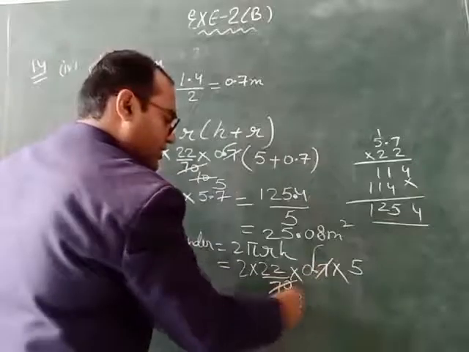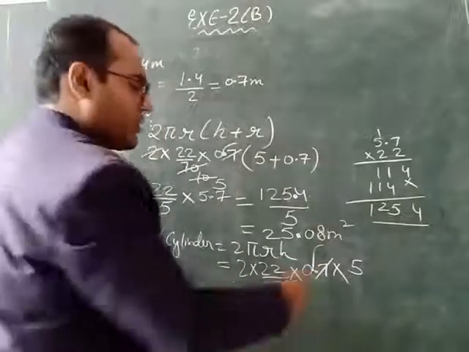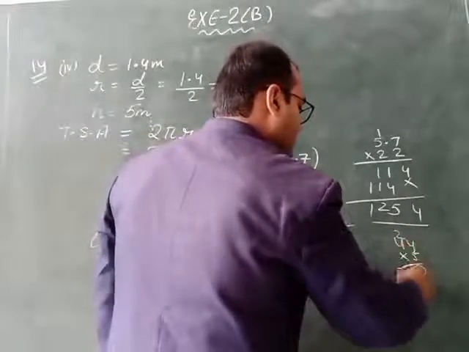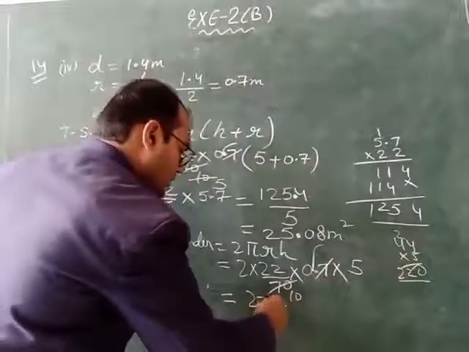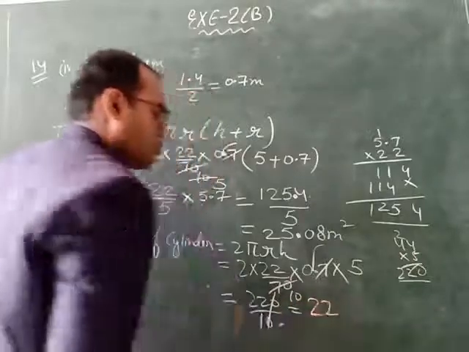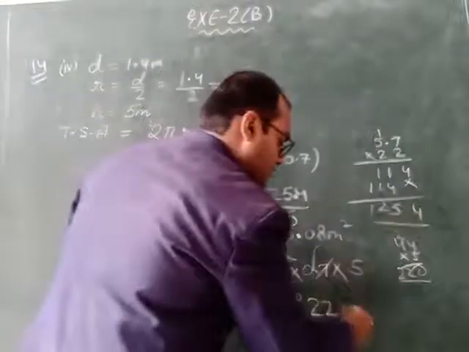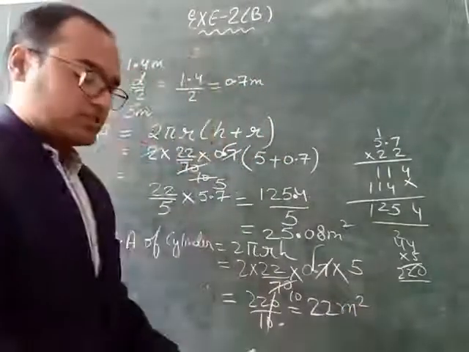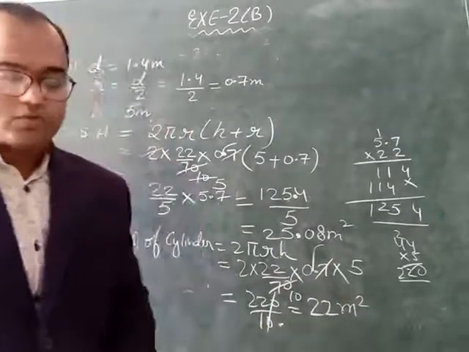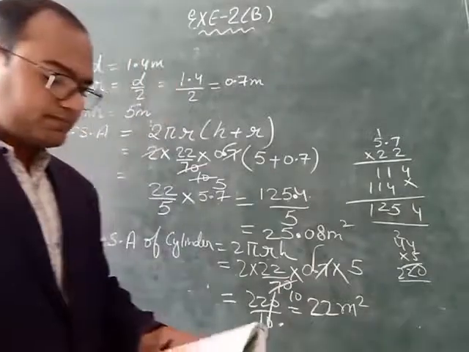The point we will remove and we will take 0. 7 times 10 is 70. Now we will multiply 22 times 2, which is 44. 44 into 5, the answer will be 220 upon 10. 0 will get cancelled. So the answer will be 22. This is the answer of curved surface area. It is area, so the unit will be meter square. So this is your answer of question number 14, part number 4. So like this you have to do question number 14. Now see another question.